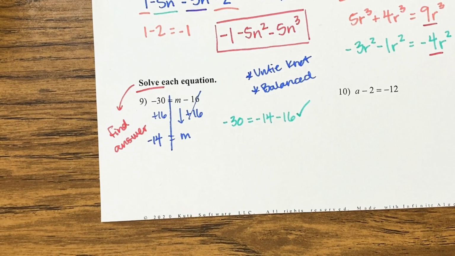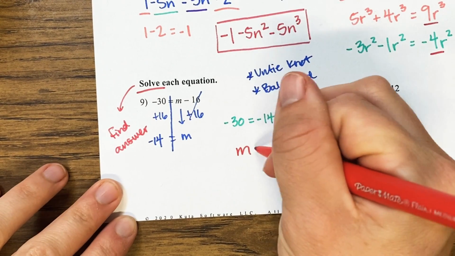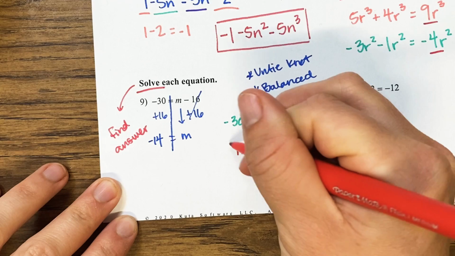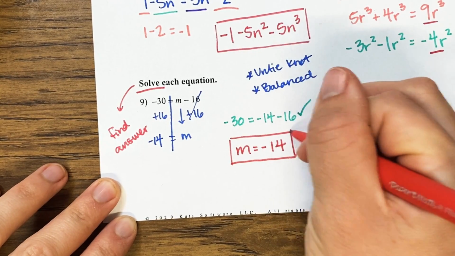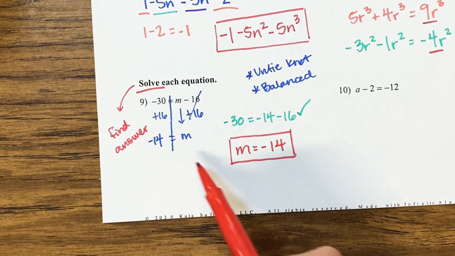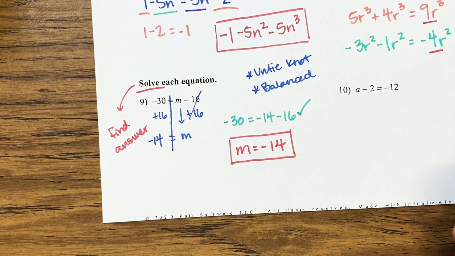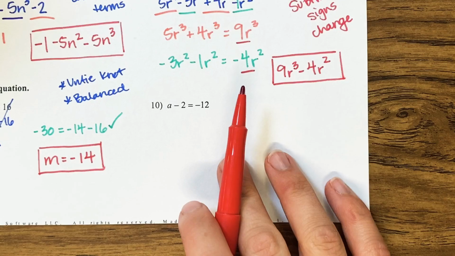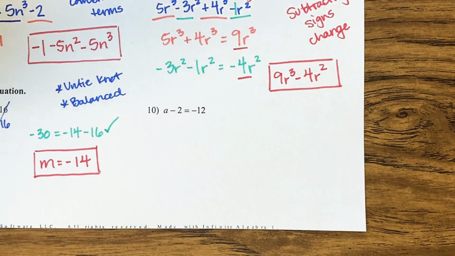So we can go ahead and box up our answer, m equals negative 14. So we didn't simplify this time. We didn't make our sentence smaller. We actually found the answer. M equals this.